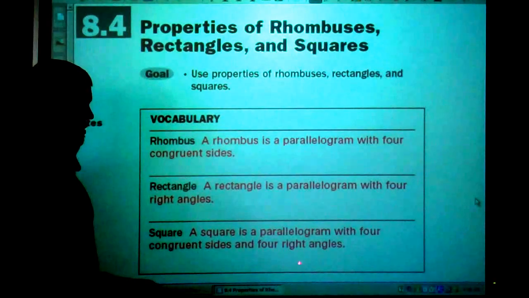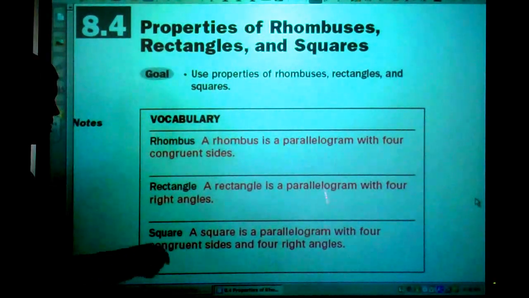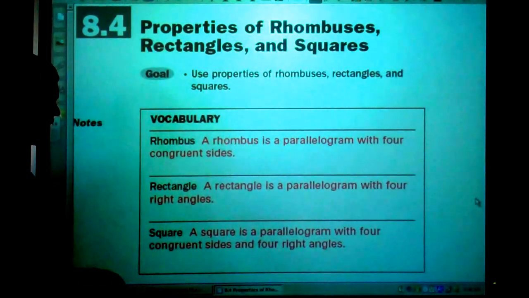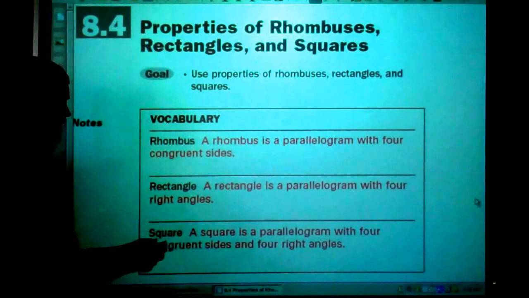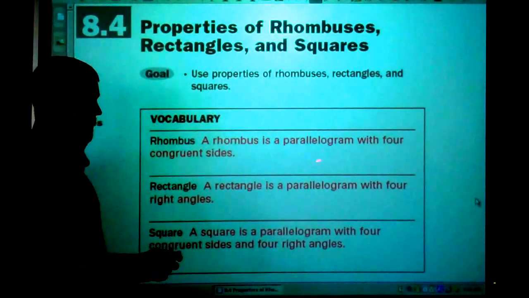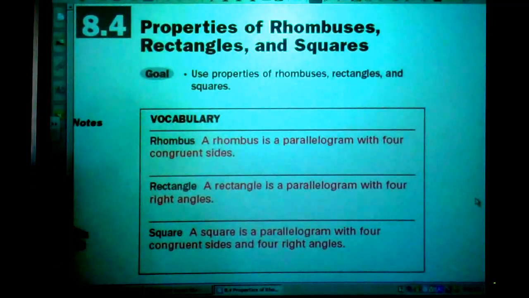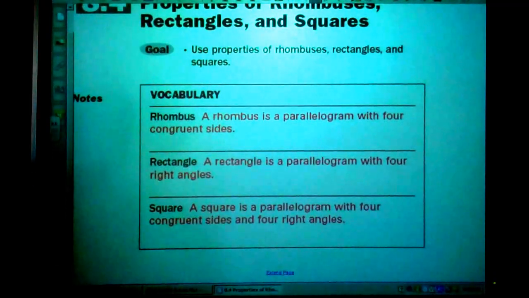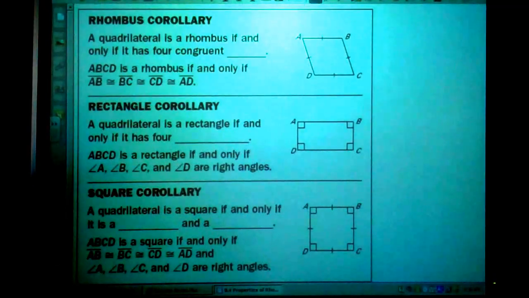So all three of these are parallelograms. So not only do they have these characteristics, they have the characteristics of a parallelogram as well. Alright, now look in here.